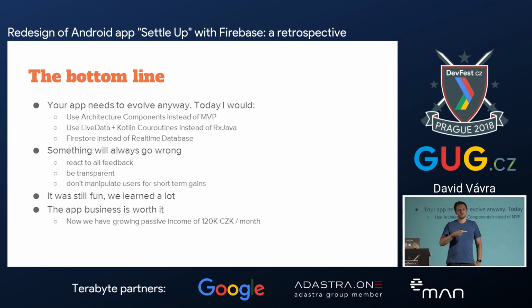For example, today I would use some different technologies. Instead of MVP, I would use architecture components. Instead of RxJava, I would use LiveData and Kotlin coroutines. Instead of Realtime Database, I would use Firestore. I think it's better suited to our use case.